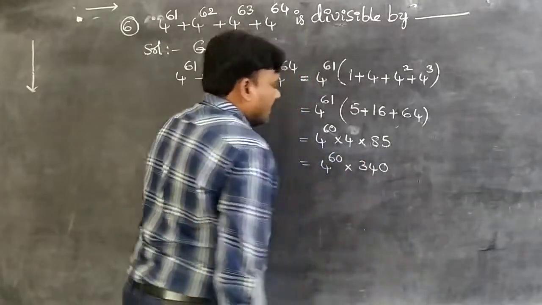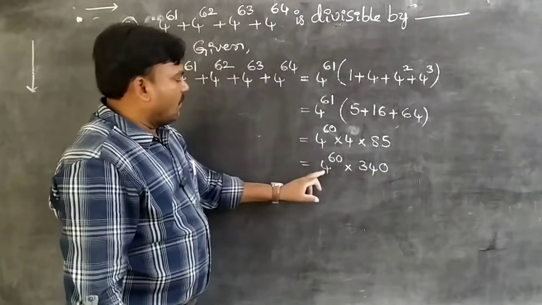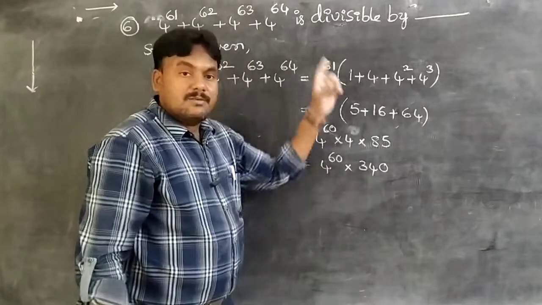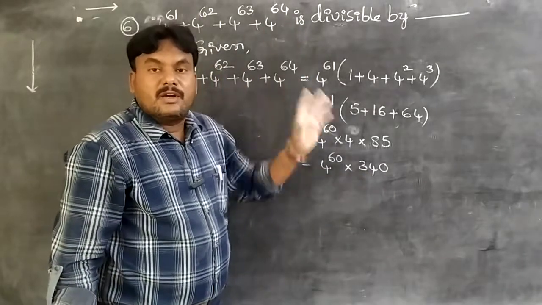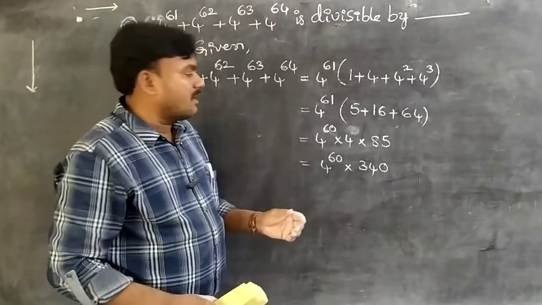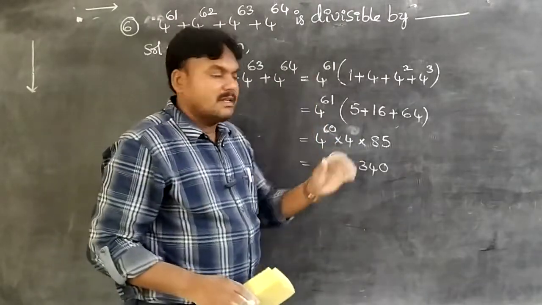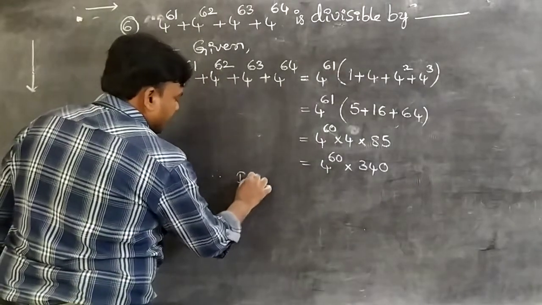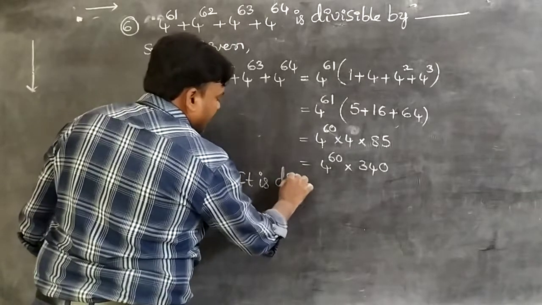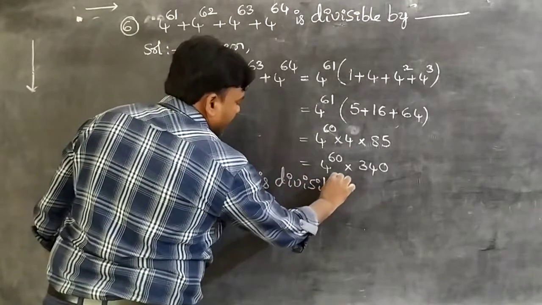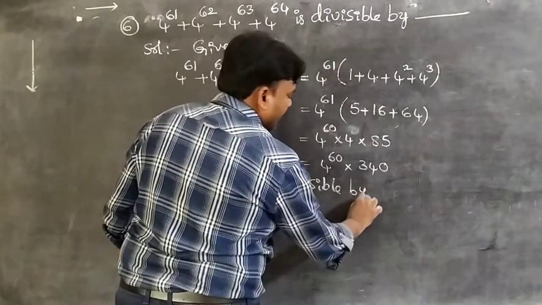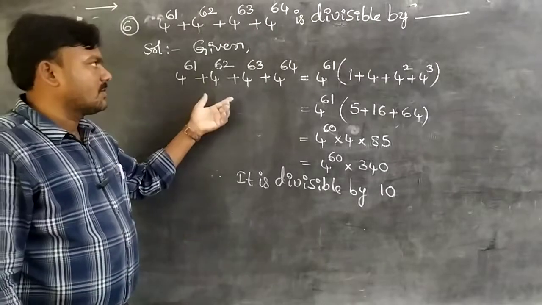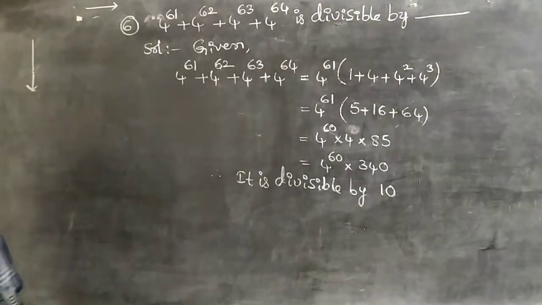So observe here, the unit digit is 0. 4 power 60 means automatically here also the unit digit is 0. If the unit digit is 0, observe the divisibility rule for 10. If the unit digit is 0, then automatically the number is divisible by 10. So by taking this product, this number is simply divisible by 10. It is also a very, very important model. So practice carefully, students, all of you.